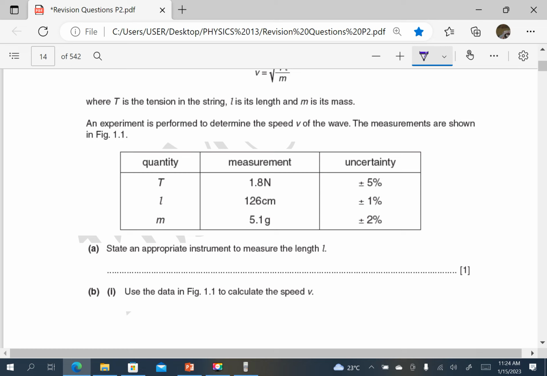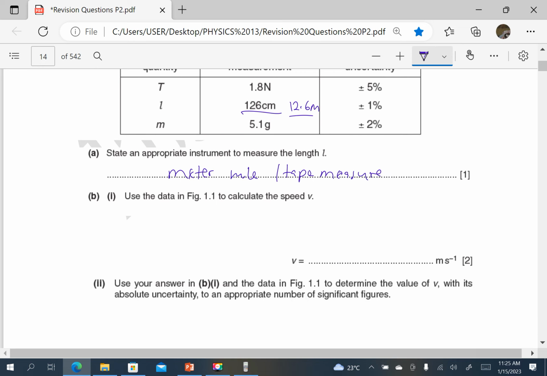State an appropriate instrument to measure the length L. We look at the size. 126 centimeters is the same as 1.26 meters. We divide by 100. I think that can be measured using a meter ruler or a tape measure. A meter ruler, or a tape measure.